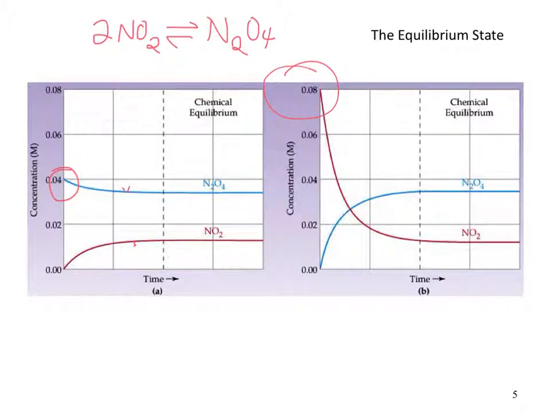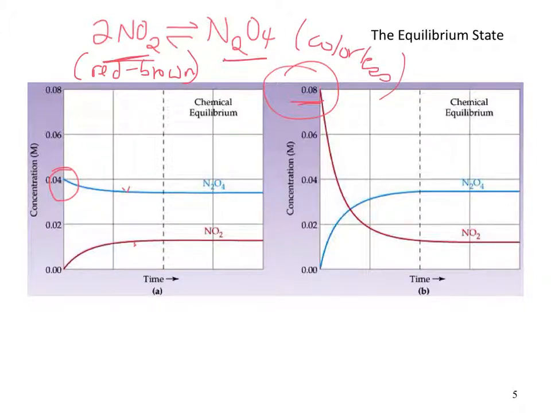As you increase the concentration, more and more NO2 is going to essentially get converted into N2O4. Now, how can we visually see this? Turns out that NO2 is actually a red-brown gas, and N2O4 is colorless.